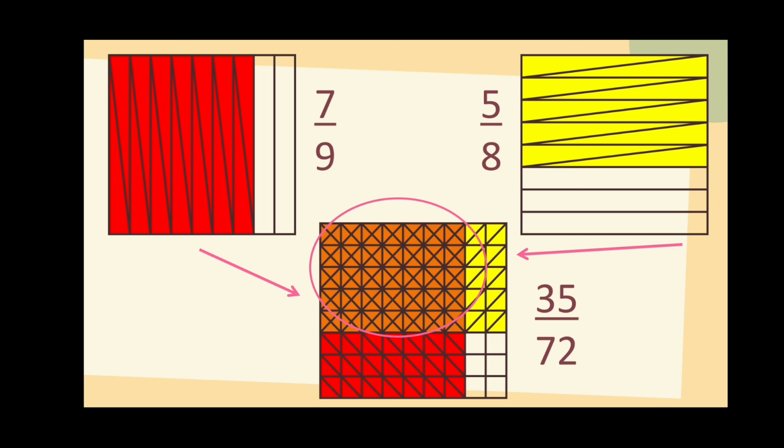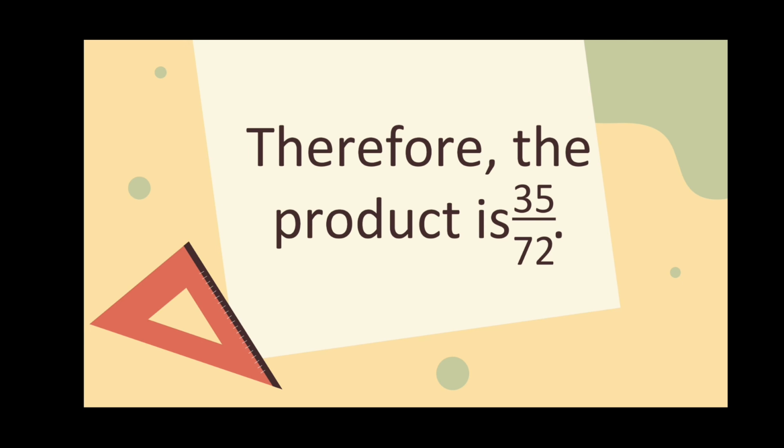35/72. So, ang 35/72 ba ay naka-lowest term na? Yes, very good. Dahil ang kanilang greatest common factor na lang ay 1. So, therefore, hindi na tayo mag-lowest term. Therefore, the product is 35/72. So, those are the steps in multiplying fractions using models.